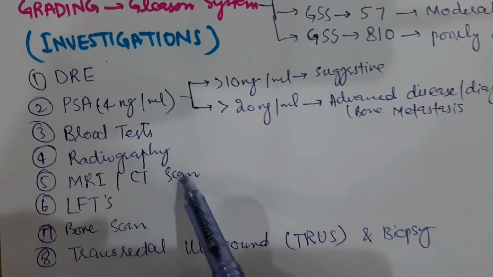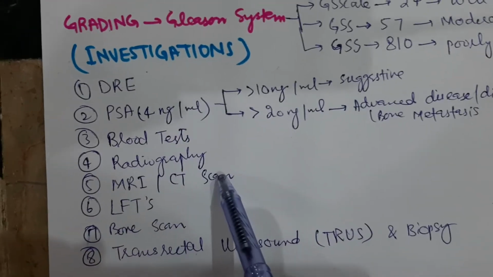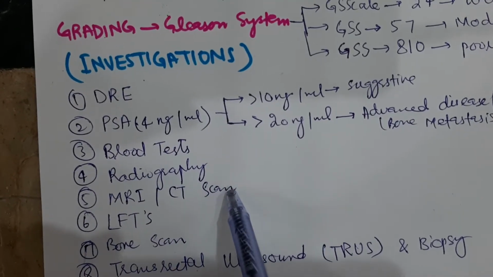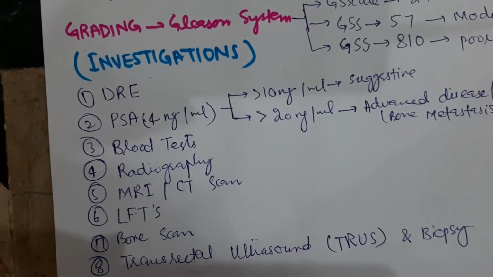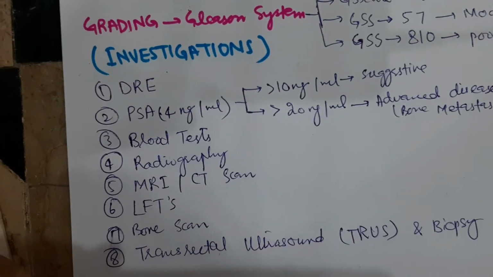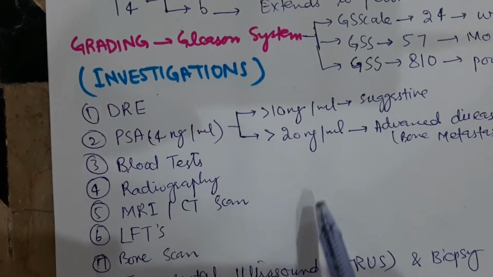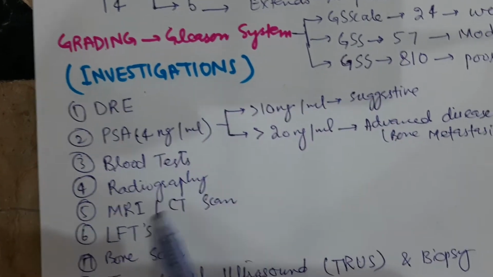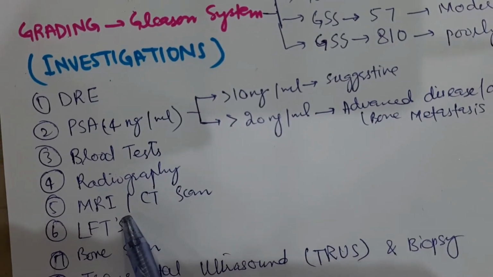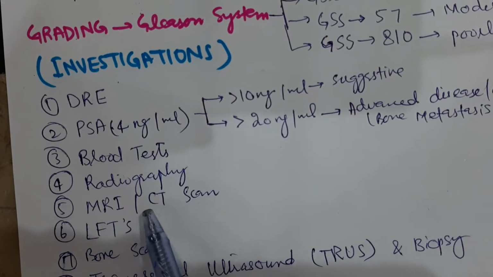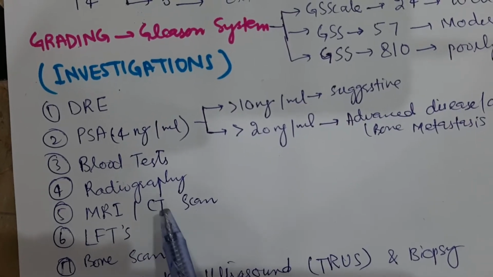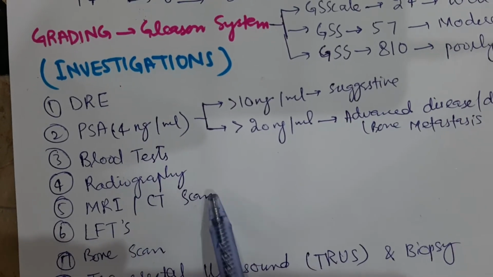Number 5 is MRI and CT scan. MRI and CT of the pelvic are indicated if the biopsies are positive for the adenocarcinoma of the prostate. High resolution CT scan of the chest is more reliable than the X-rays. This gives anatomical information about local extent of the cancer and lymph node involvement.